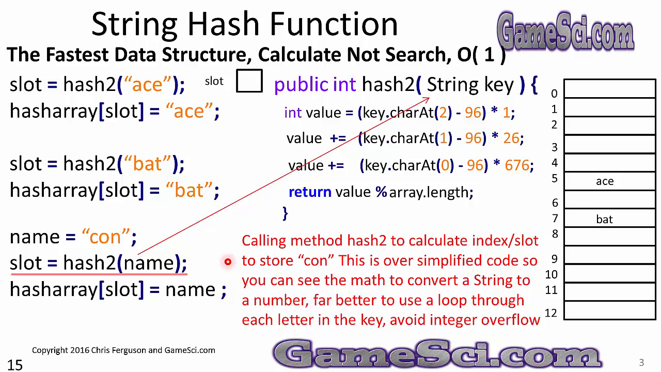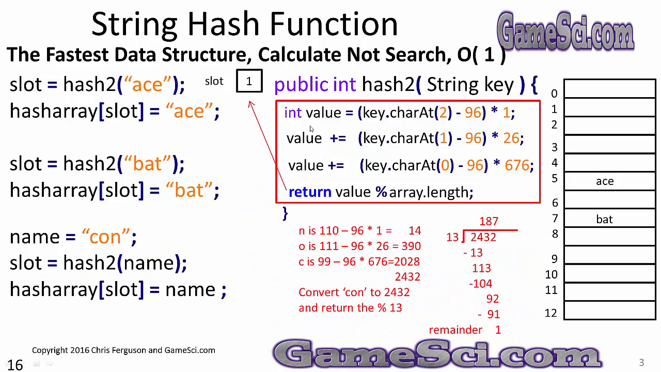This is oversimplified code, so you can see the math to convert a string to a number. Far better to use a loop through each letter in the key. Also, we need to avoid integer overflow, and we'll see how we do that too. Let's trace this code line by line.